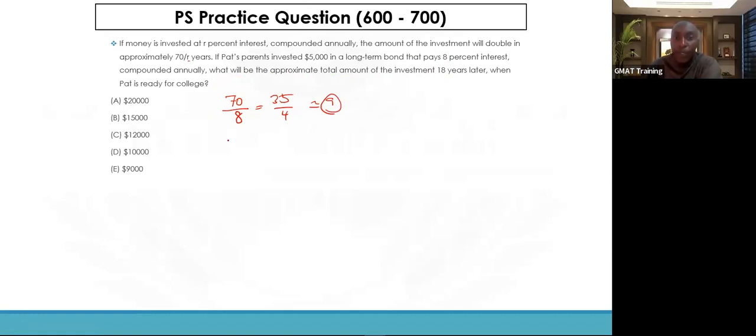Say Pat's parents invested the 5,000 at first. After 9 years, this amount will double and it'll have 10,000, right? In the next 9 years, the amount will also double and have about 20,000, right? So in these two pairs of 9 years, that's 18 years later, from 5,000 we'll have 20,000. Understand the question and understand the logic behind this question. And for this case, our answer is A.